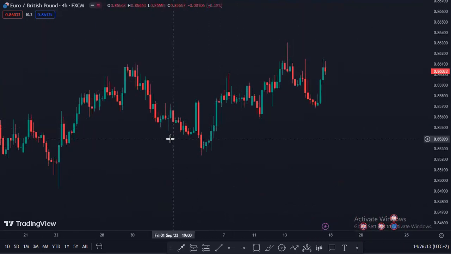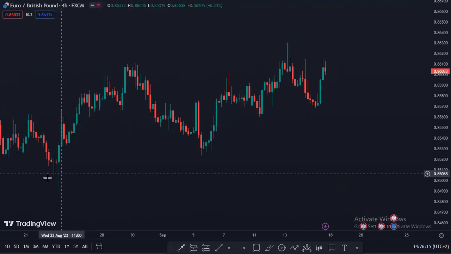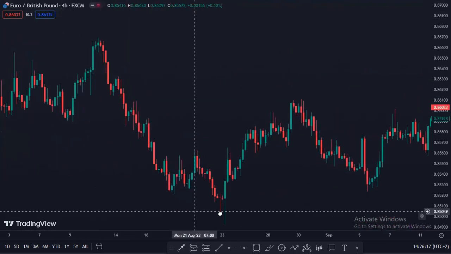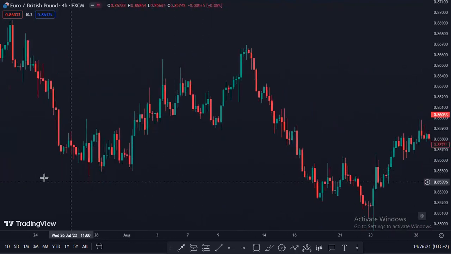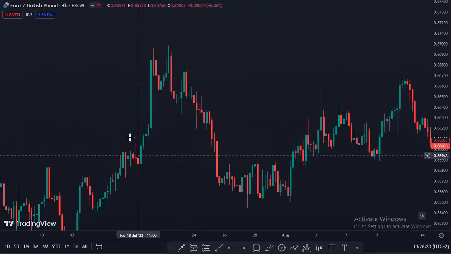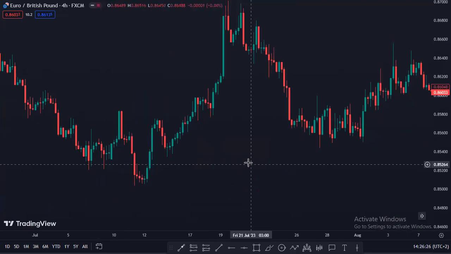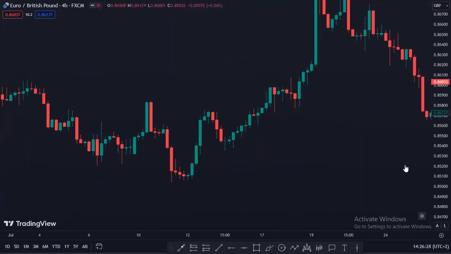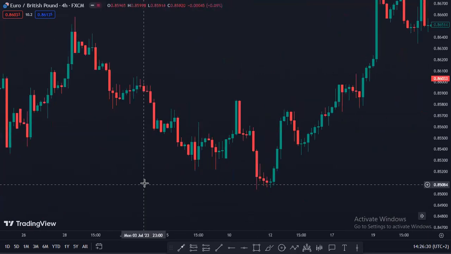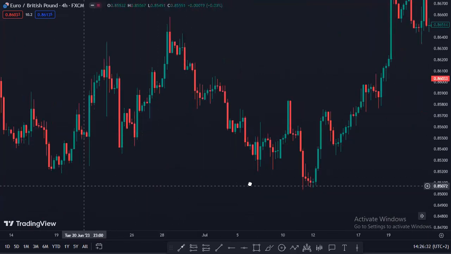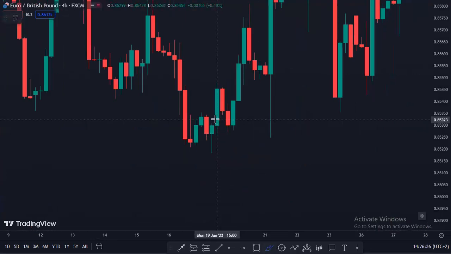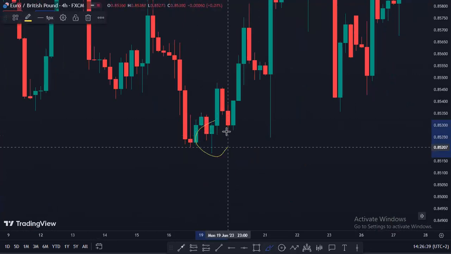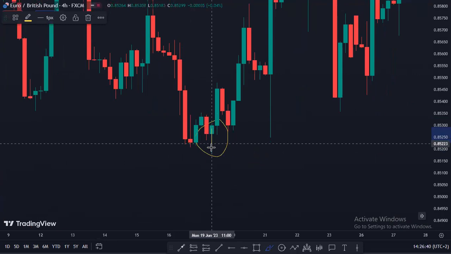Okay, let's see. Yeah, this pair doesn't have a lot of bullish pin bars, right? Okay, yeah, here's a bullish pin bar. Here's a bullish pin bar. Here's a bullish pin bar. You can see this candlestick, this is a bullish pin bar. This candlestick here, it's a bullish pin bar, right?